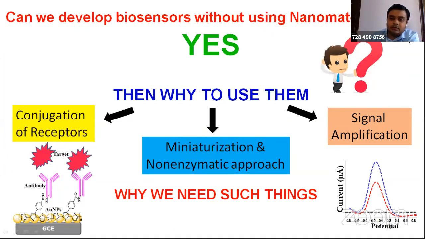So another concept was miniaturization and a non-enzymatic approach. You need a very tiny kind of device, so for that particular reason we use various nanotechnology approaches. And another thing was the non-enzymatic approach. It means the incorporation of a nanomaterial which can replace the existing enzyme model. That is also sometimes called a nanozyme.